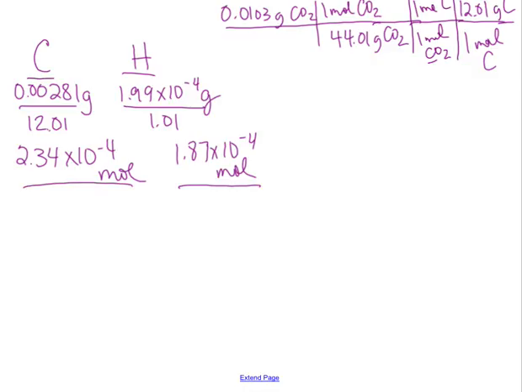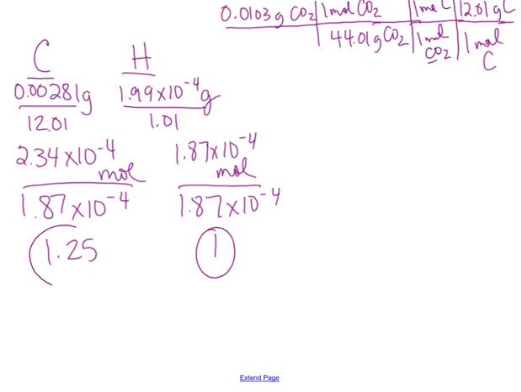Divide by the smallest moles. Okay, I want you to put this in your calculators. I know I did these calcs for you. These numbers are good. So 1 here. What do I get when I divide? 1.25. Interesting. Can I have a formula of C 1.25 to H?